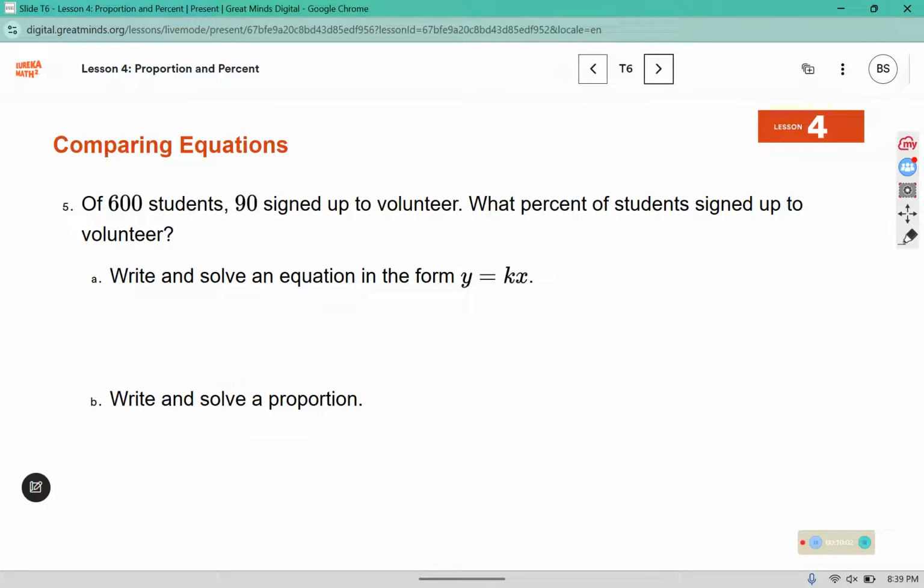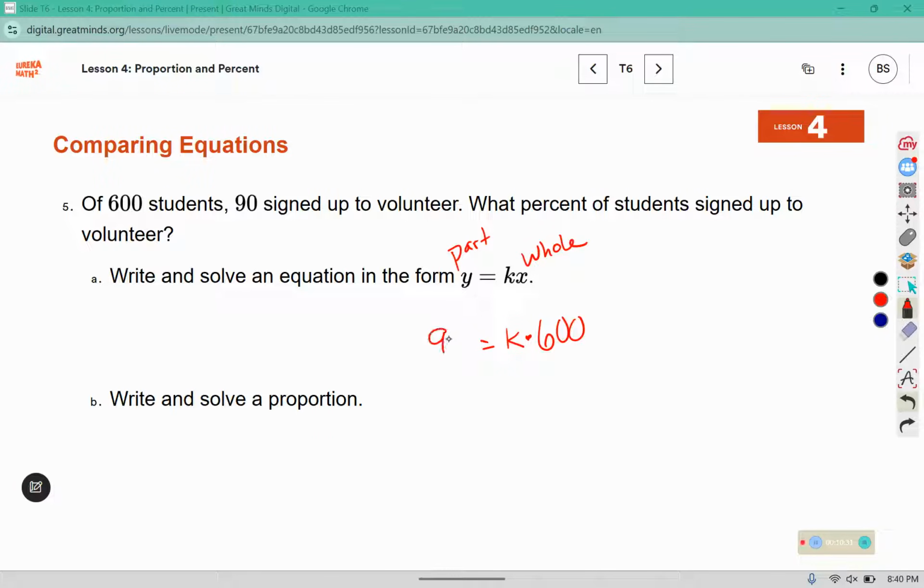Of 600 students, 90 signed up to volunteer. What percent of students signed up to volunteer? Write and solve an equation in the form y equals kx. This time we know the whole, and we know the part, but we do not know the rate. So the whole is 600. We're still looking for the rate k, and the part was 90.